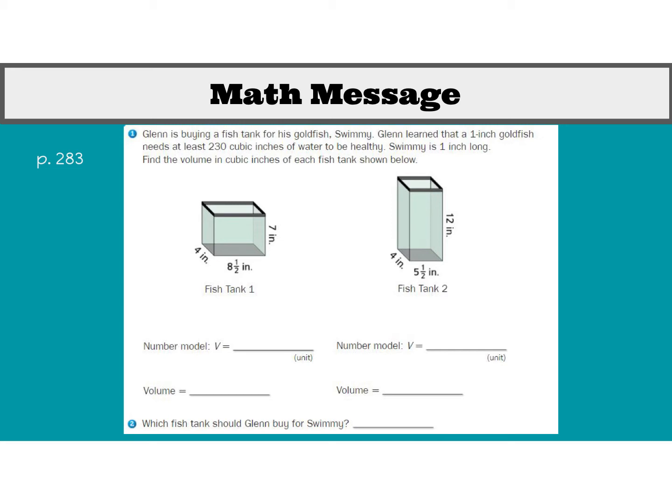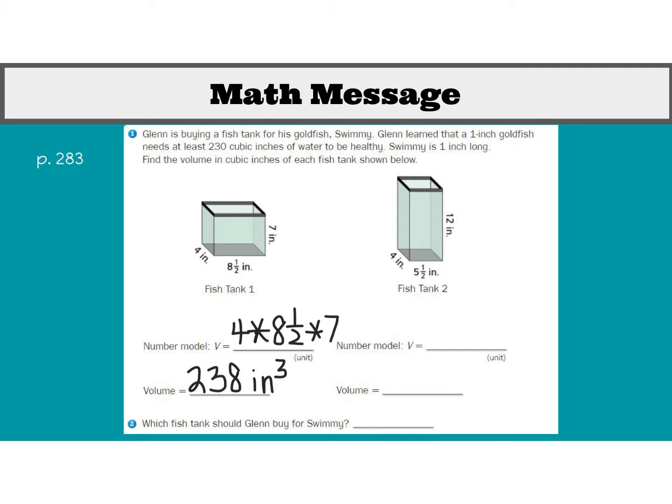So notice you have fish tank 1 here and fish tank 2 here. They're asking you for a number model for both of those, the volume for both of those, and then you're going to answer question 2, which is which fish tank should Glenn buy for Swimmy? So go ahead and pause your video and see if you can't figure that out.